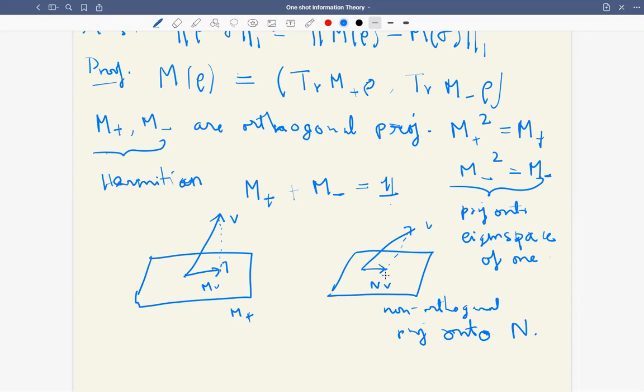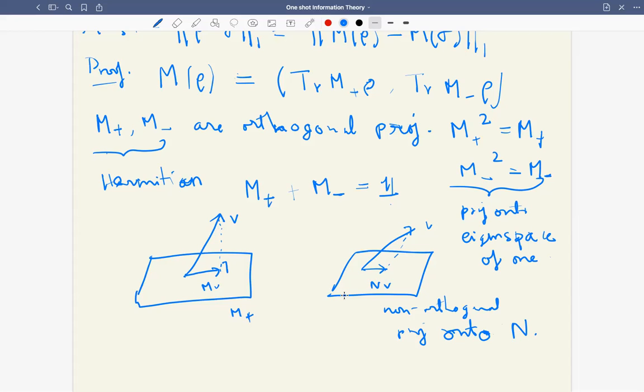That is always there. You project once, then you're done; it remains the same after that. But the difference is that here, when you go from V to MV, the line segment joining them is orthogonal to the subspace. Here there is no such property.